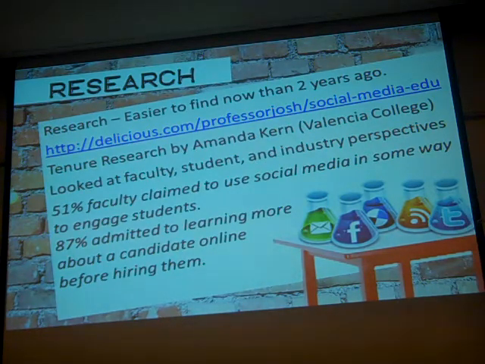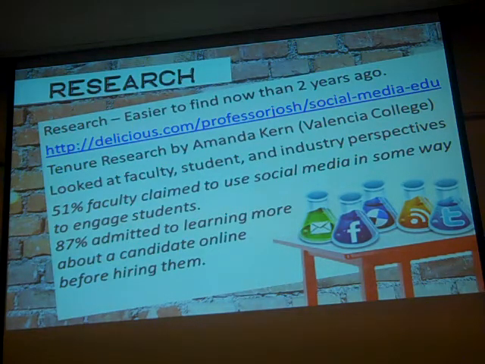Here's actually some research by one of our professors at Valencia for her tenure track, Amanda Kern. And I was on her tenure committee, so I had the very lucky experience of seeing her research in motion. But we have a very, very deep and integrated tenure process at Valencia, which you may or may not be aware of.